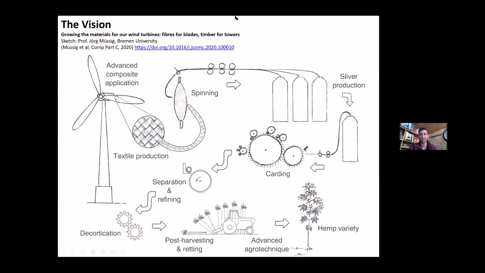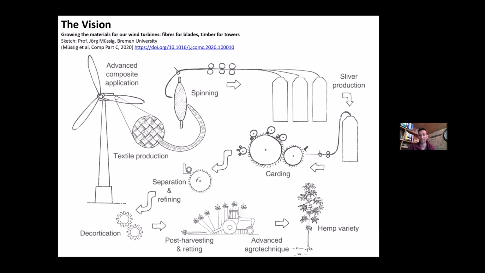But the vision that we have set is to try and produce the towers from timber and the blades from more bio-based materials as well. So here you can see a schematic from a paper that we put together quite recently, in which the aspiration is that the blades would be made from plant fiber-based textiles. These plant fibers would have undergone processes of fiber extraction, spinning, sliver production, roving and yarn production, from fibers that we grow from agriculture. So here we have hemp.